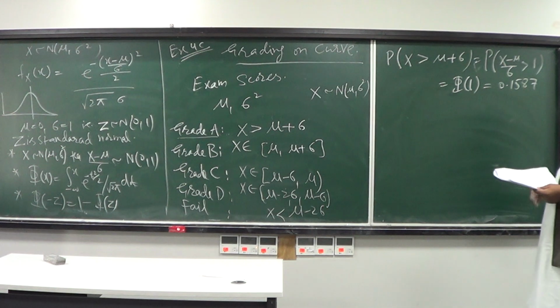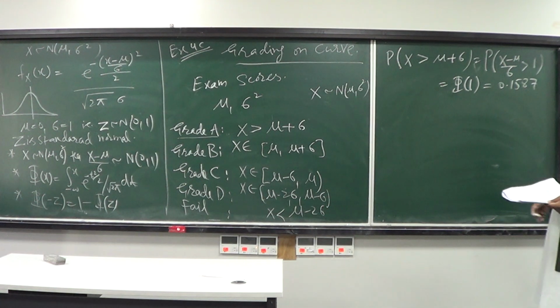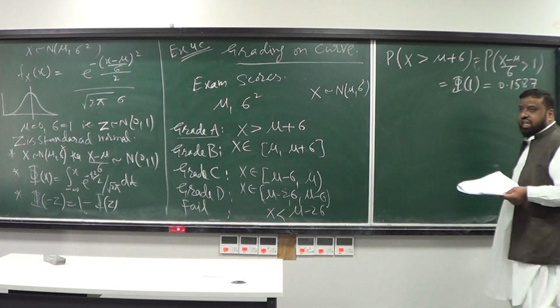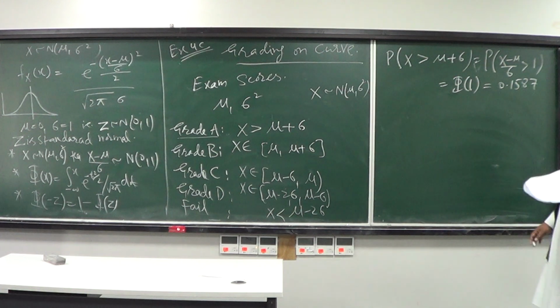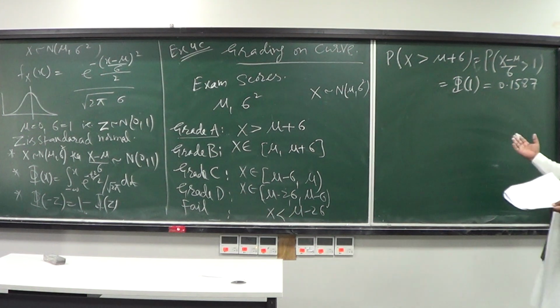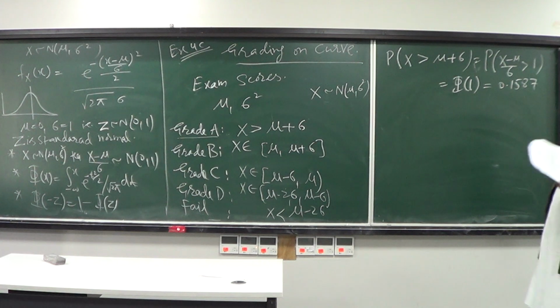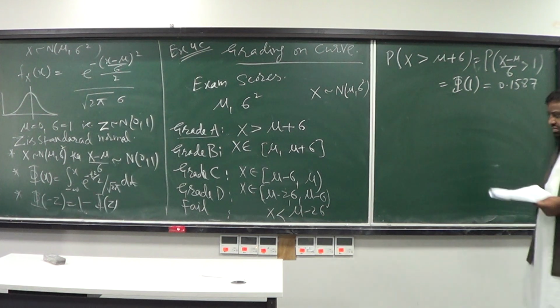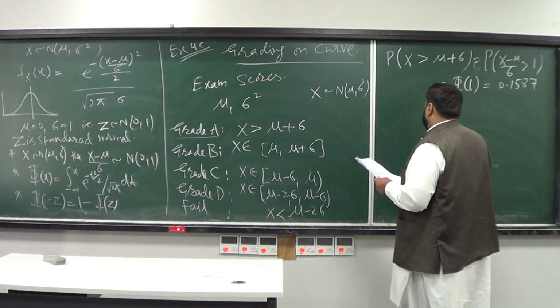Okay, so around 16%. So there are 16% chances that a random student will get an A grade. Another interpretation could be that at least 16% of the students should get an A grade, under normal circumstances.